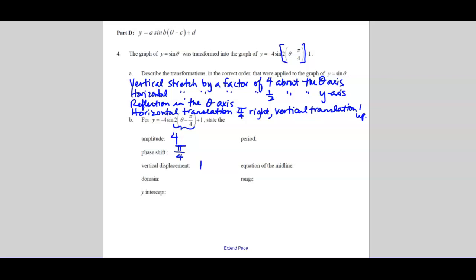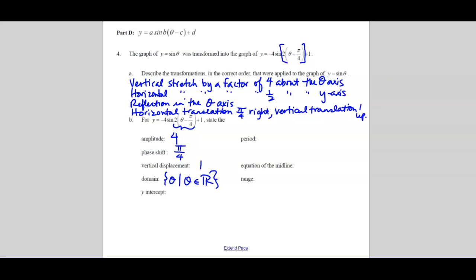Domain for all sinusoidal, like cosine and sine graphs, is all real numbers. So we use theta, element of the set of reals. I'm going to leave the y-intercept for now.